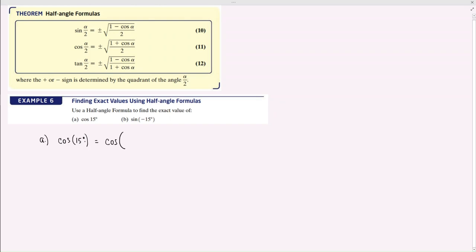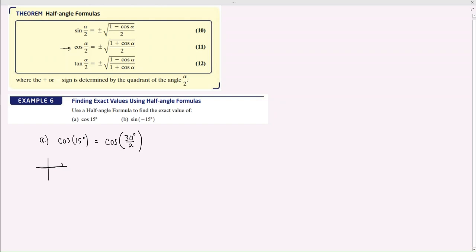If we think of 15 degrees as 30 degrees divided by 2, because 15 degrees is half of the angle 30, and now 30 comes in as our alpha for the negative. So we're looking at cosine here for this first one. Okay, one thing we want to look at to begin with here is that the angle that we're interested in a cosine for is 15 degrees.